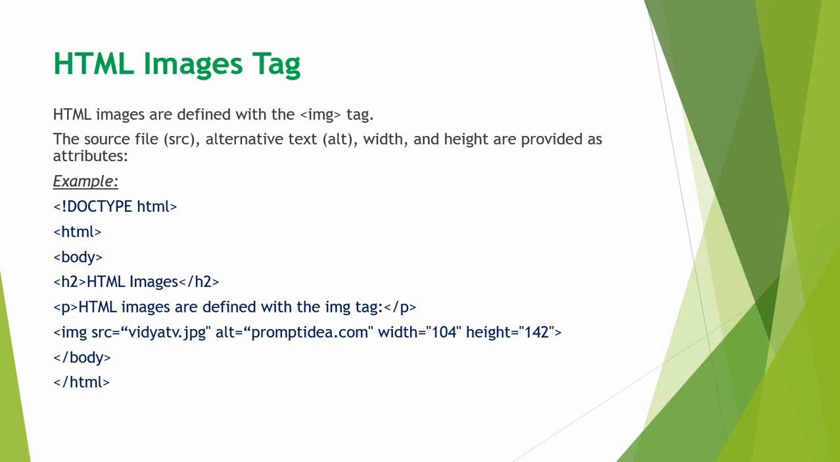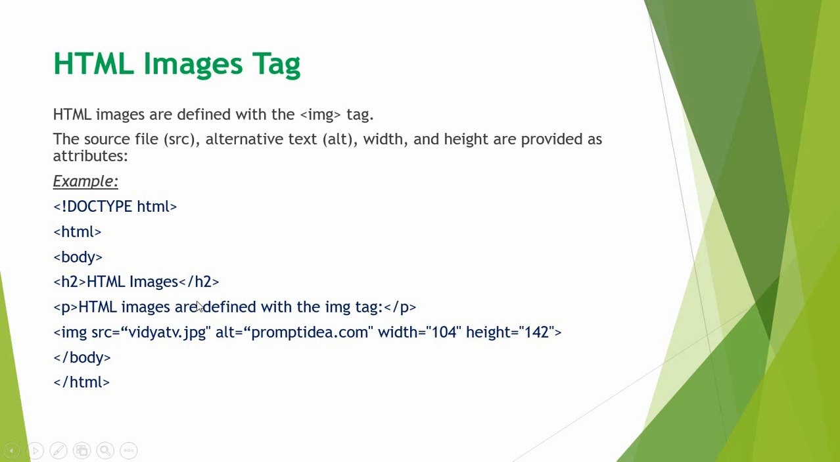Then only this JPEG file will display in our web page. Alt means alternative text, it will display when the mouse moves in front of the image, then it will display over the image. That time promptidea.com will get the tooltip, like I said, tooltip. Then width and height specify the height and width of our image.